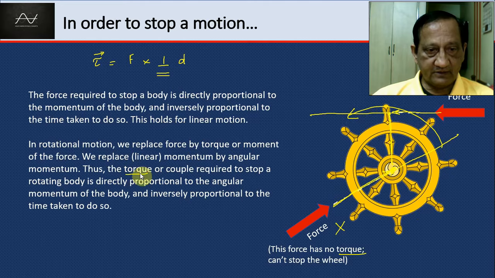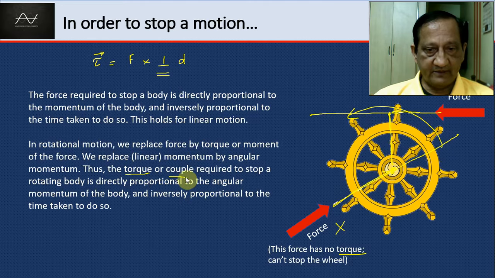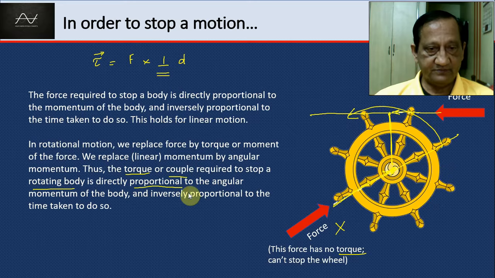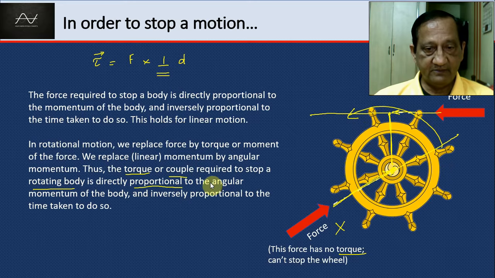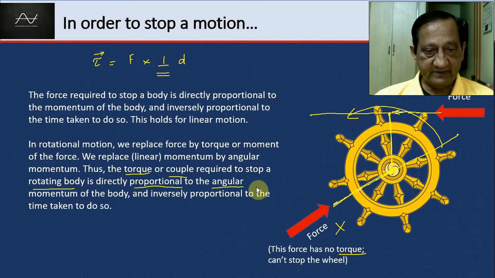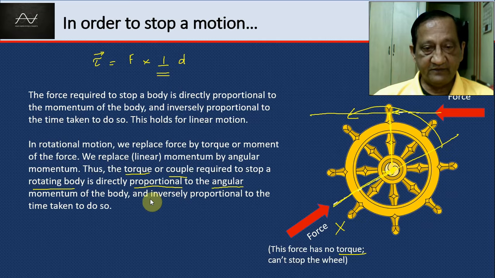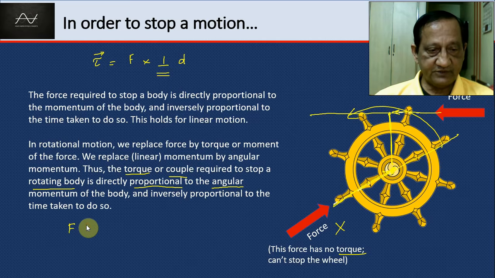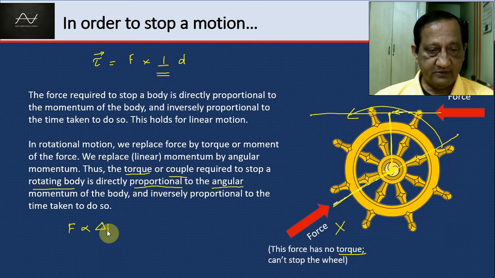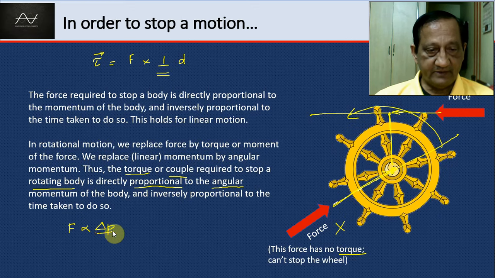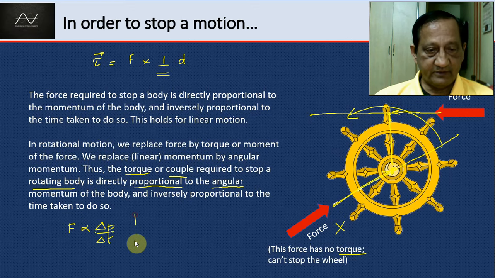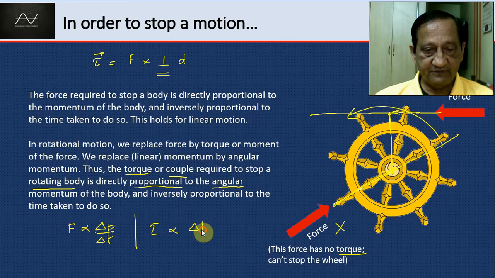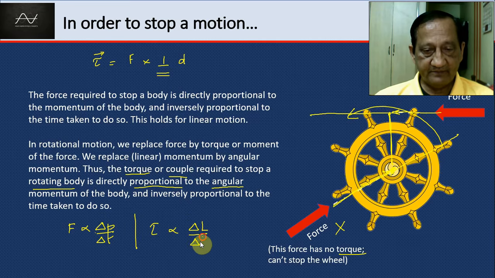The torque or a couple required to stop a rotating body is directly proportional to not linear momentum now, but angular momentum of the body, and inversely proportional to the time. So in linear motion, we say force is proportional to the change in momentum by time. In rotational motion, we say torque is proportional to the rate of change of angular momentum.